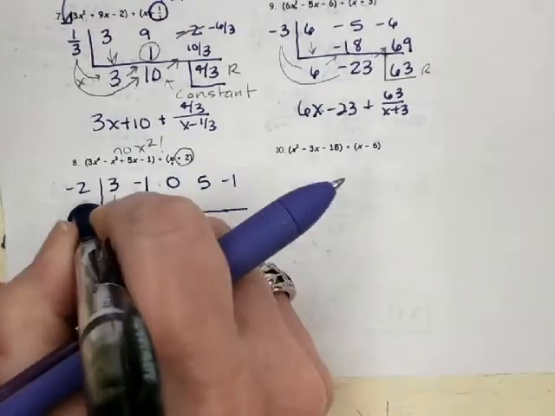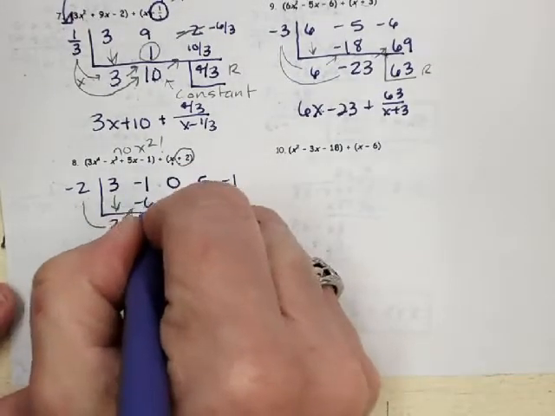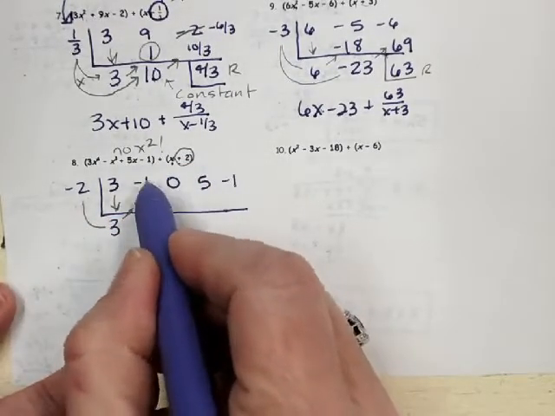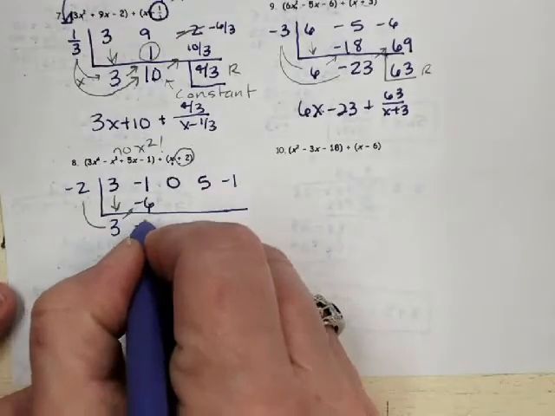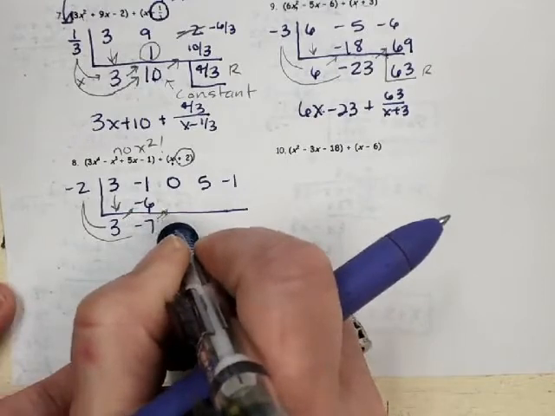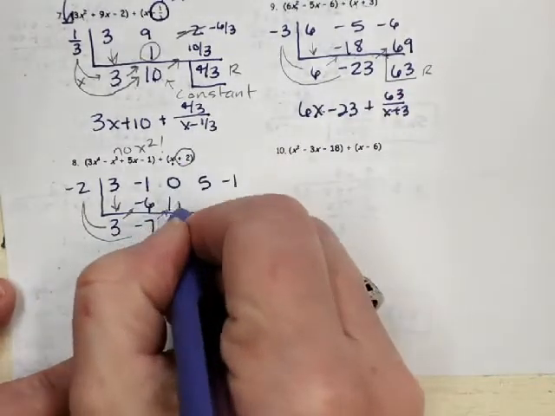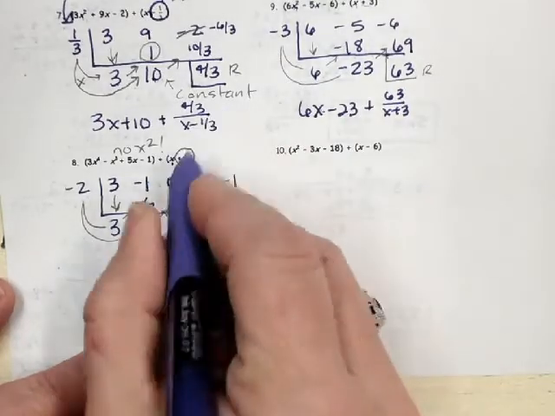You multiply and put it here. Negative 2 times 3 is negative 6. And then you combine negative 1 and negative 6 is negative 7. And then you multiply and put it here. Negative 2 times negative 7 gives me a positive 14. And 0 plus 14 is 14.